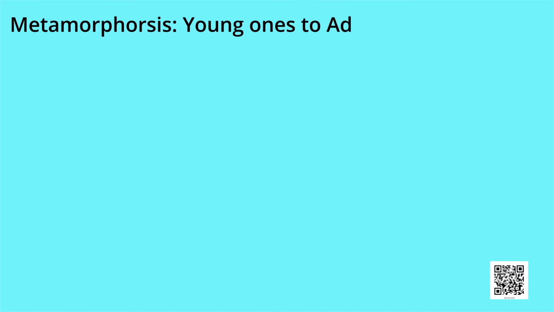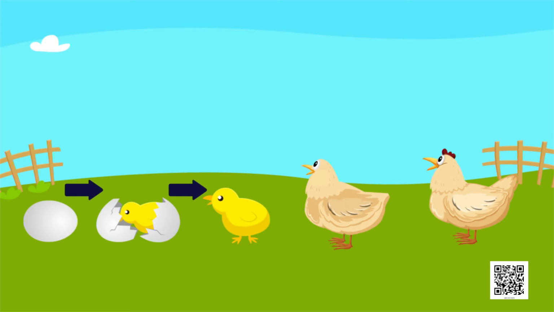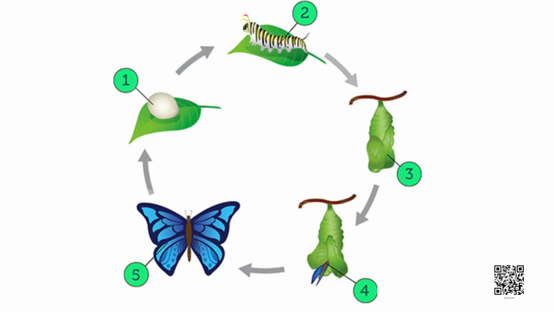Metamorphosis, young ones to adults. The new individuals which are born or hatched from the eggs continue to grow till they become adults. In some animals, the young ones may look very different from the adults. Recall the life cycle of the silkworm.